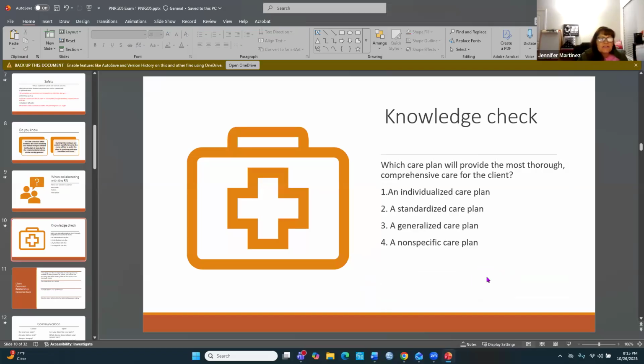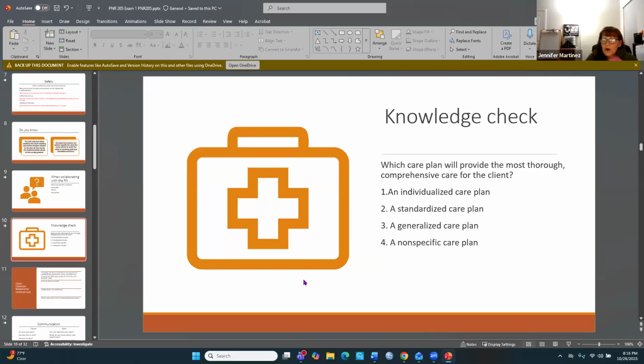It's already up there, but let's show it again. Which care plan will provide the most thorough, comprehensive care for the client? An individualized, a standardized, a generalized, or a non-specific? Which one's going to be the most thorough, comprehensive care for our client? Number one, because it is tailored to the client. Absolutely. It's individualized.